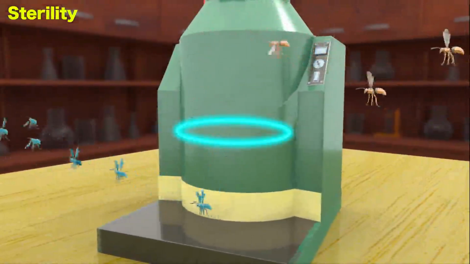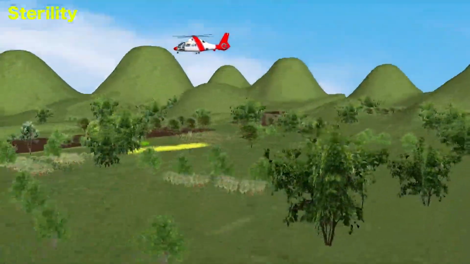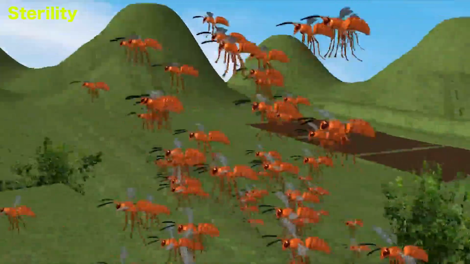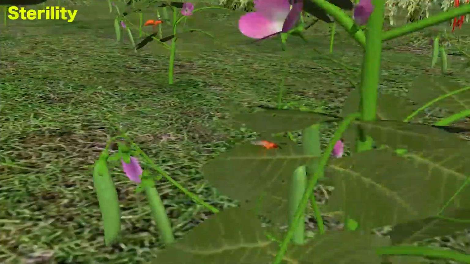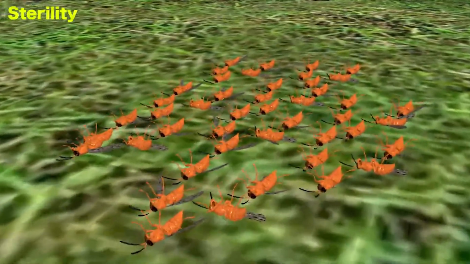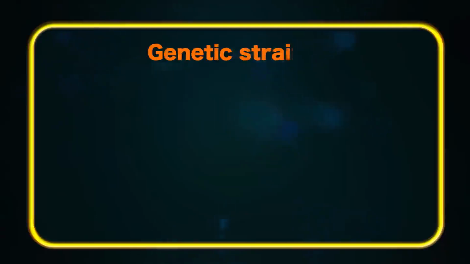Once the male insects are sterilized, they are released in large numbers to go out and mate with their female counterparts who are causing damage to the crops. Once the males are released and mate with the females, the females will not be able to reproduce and thus eventually die, not enlarging the population.